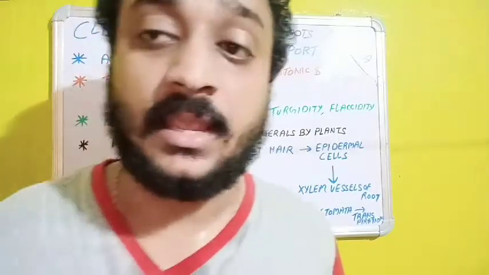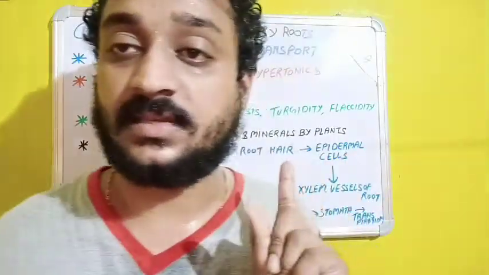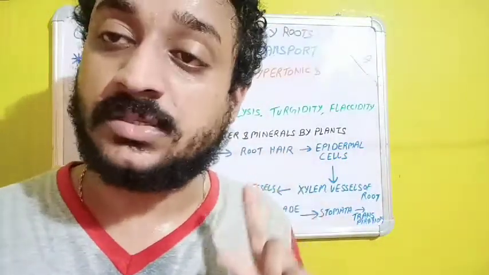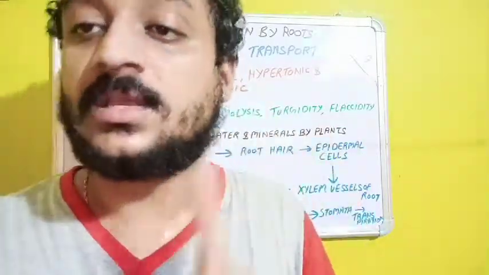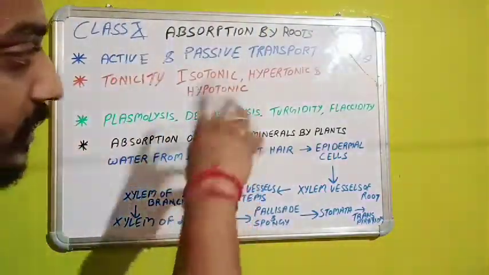This is what is happening in plasmolysis and deplasmolysis. In plasmolysis, exosmosis takes place because of a hypertonic solution. In deplasmolysis, endosmosis takes place because of a hypotonic solution. Now, next is turgidity.